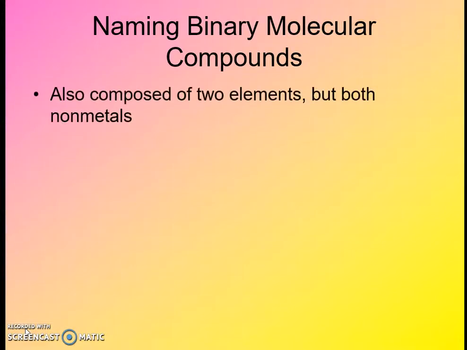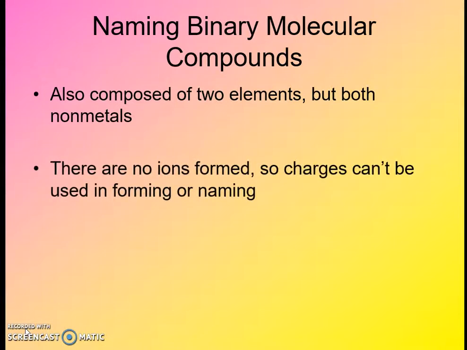So those two elements both need to be non-metals, because now we're talking molecular, so we're going to be making covalent bonds, sharing electrons, not transferring electrons. So we can't use ions like we did before to name the compound, or for when we put the compound together from its name.